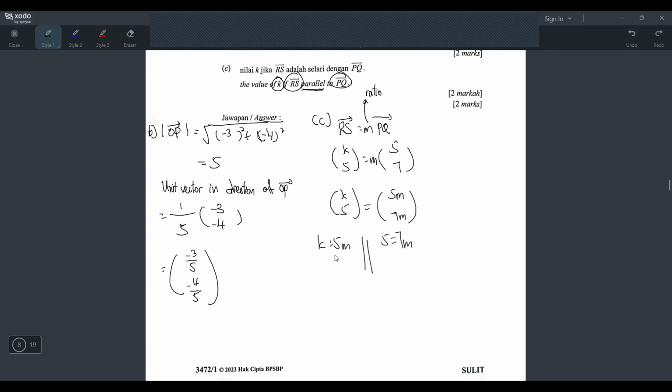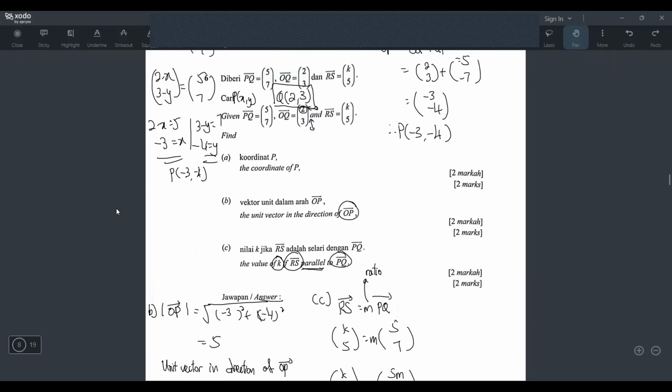Okay, how do you find the value of K? I think you need the value of M here, 5/7, and then put it inside here. K equals 5 times M, 5/7, so K equals 25/7. So that is the answer, right? So that's how you find K, right? Then what about this? This is not the answer. This is just the ratio. Okay, let me show you another method.